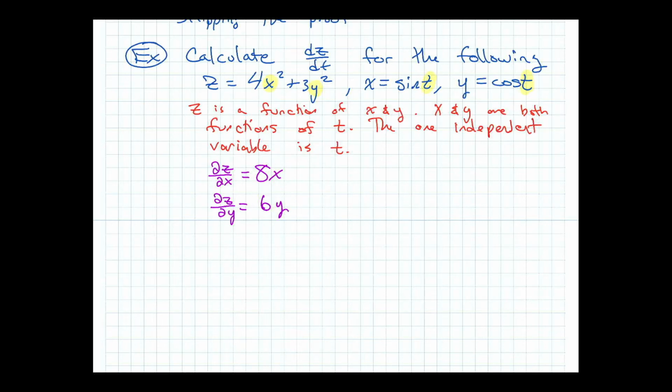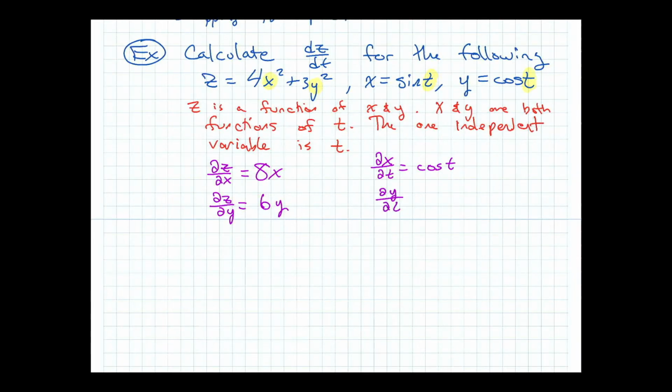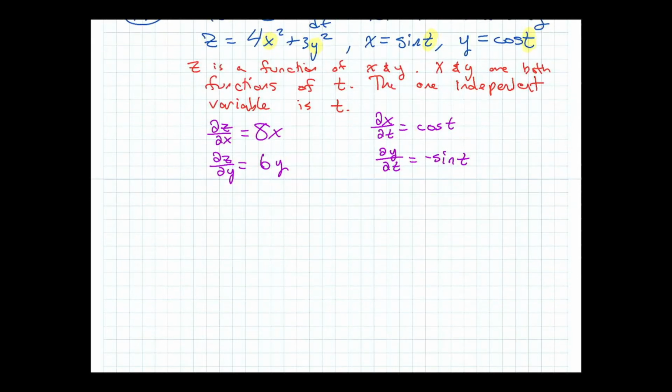Also a simple partial. Then you need partial derivatives of each of these. But they're also simple functions. So we need the partial of x with respect to t. We just need the derivative of sine t. That's cosine t. And also we need the partial of y with respect to t, which is here. Partial of y with respect to t is the derivative of cosine t, which is negative sine t. So that was all the work. Well, most of the work. So then you just put it together.